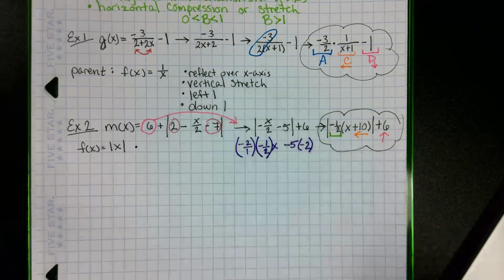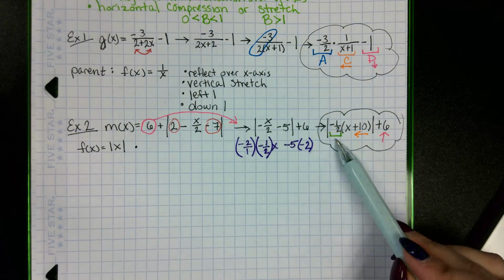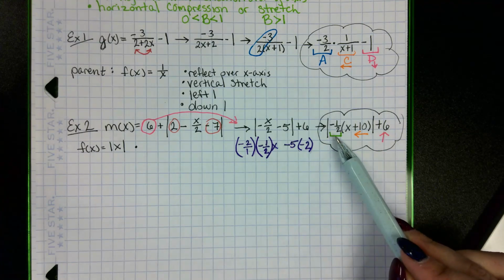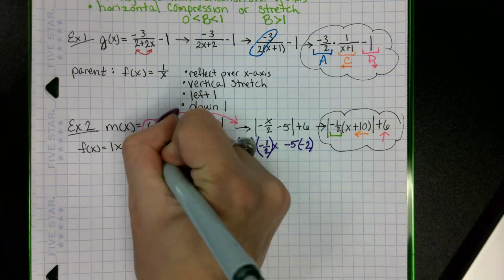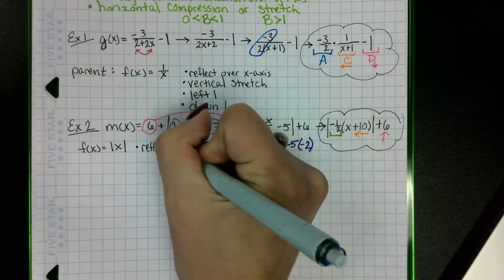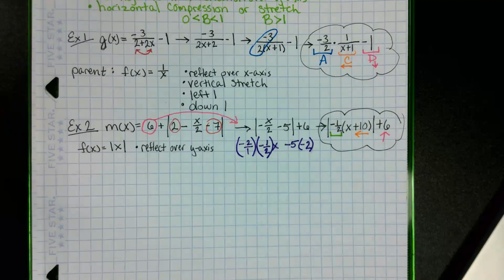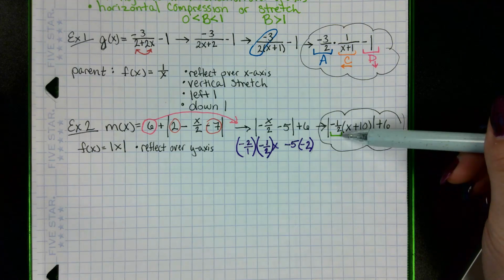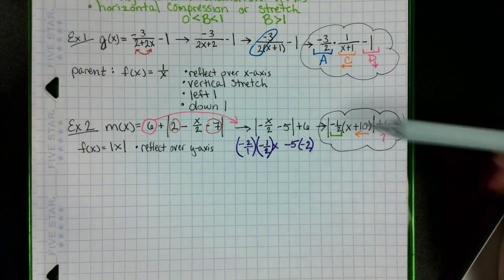And then list the transformations. So the b value is negative 1/2. Since it's negative and it's inside the operation, it's going to be a reflection across the y-axis. And then the numerical value that goes with the b, the 1/2, that tells me it has a horizontal compression by half.